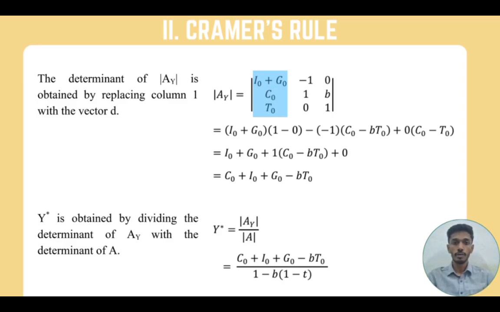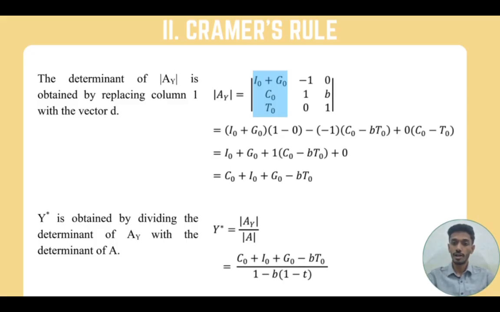Okay, so moving on. To find the determinant for A sub Y, we need to replace the first column with the vector D. Now, as we saw in the beginning part, vector D consisted of I naught plus G naught, and then we have C naught as well as T naught. So now we take that entire vector D and replace it in column 1 of the matrix A. And what we obtain can be shown on the right hand side here.